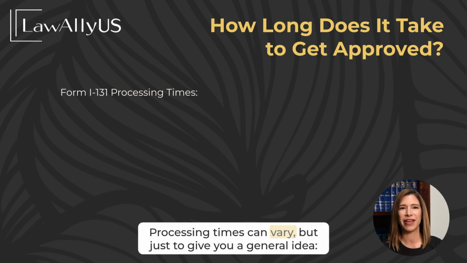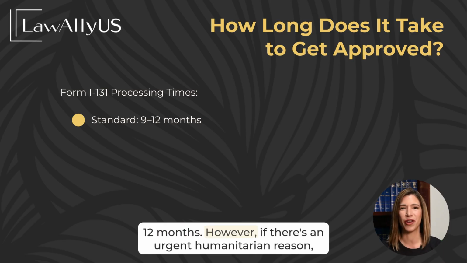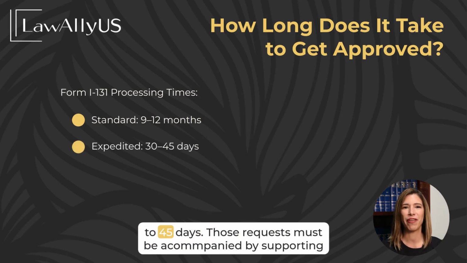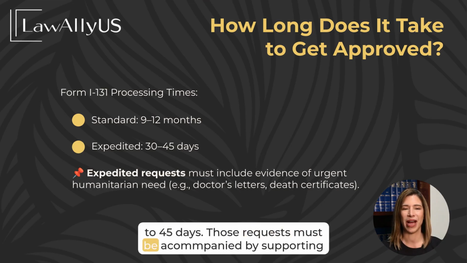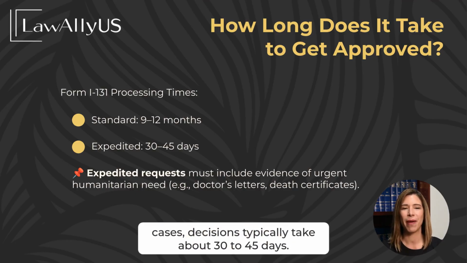Processing times can vary, but just to give you a general idea, the standard processing time for Form I-131 is usually around 9 to 12 months. However, if there's an urgent humanitarian reason, applicants can request expedited processing. Those requests must be accompanied by supporting evidence like a doctor's letter or a death certificate, and in those cases, decisions typically take about 30 to 45 days.